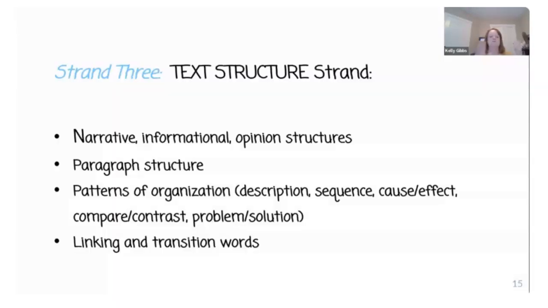Text structure, whether it's narrative, whether it's expository, is it somebody's opinion, is an opinion piece? All of those different structures have a different way to go about, as a teacher, how I support it, how I teach it. Paragraph structure is another thing. The paragraph in itself, that main idea and supporting ideas, it's a tough one.